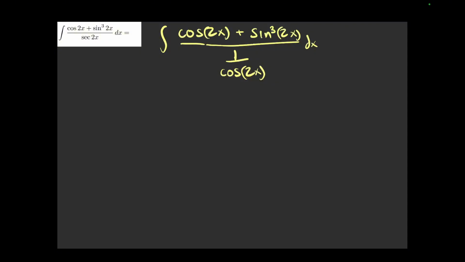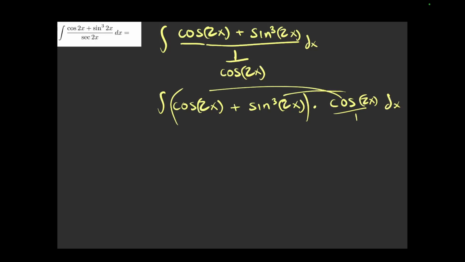So this is basically the integral of cosine 2x plus sine cubed 2x times cosine 2x dx. We just flipped it, and we can multiply this with this. So we are left with cosine squared 2x plus sine cubed 2x times cosine 2x dx.